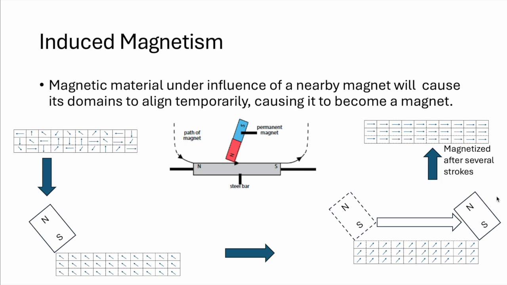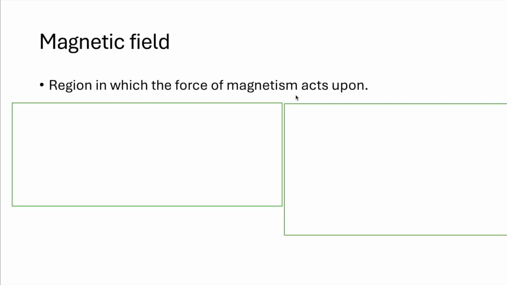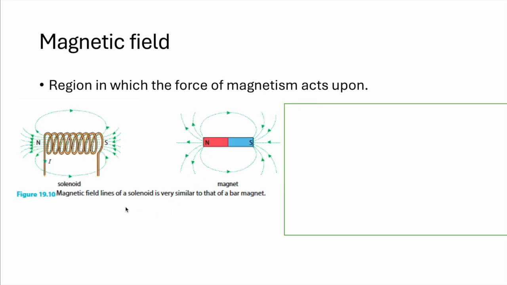Once it's aligned, it exerts a force on a certain region, and this region is called the magnetic field, the region where the force of magnetism will act, be it in a bar magnet or a solenoid. A solenoid is just a coil of wire.